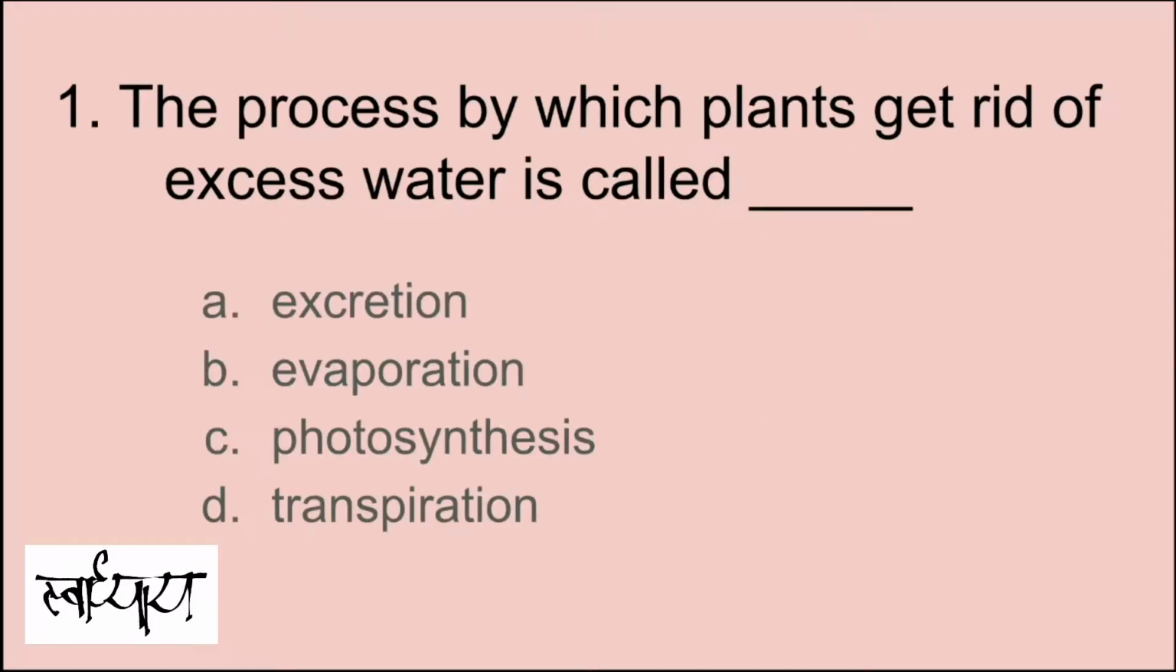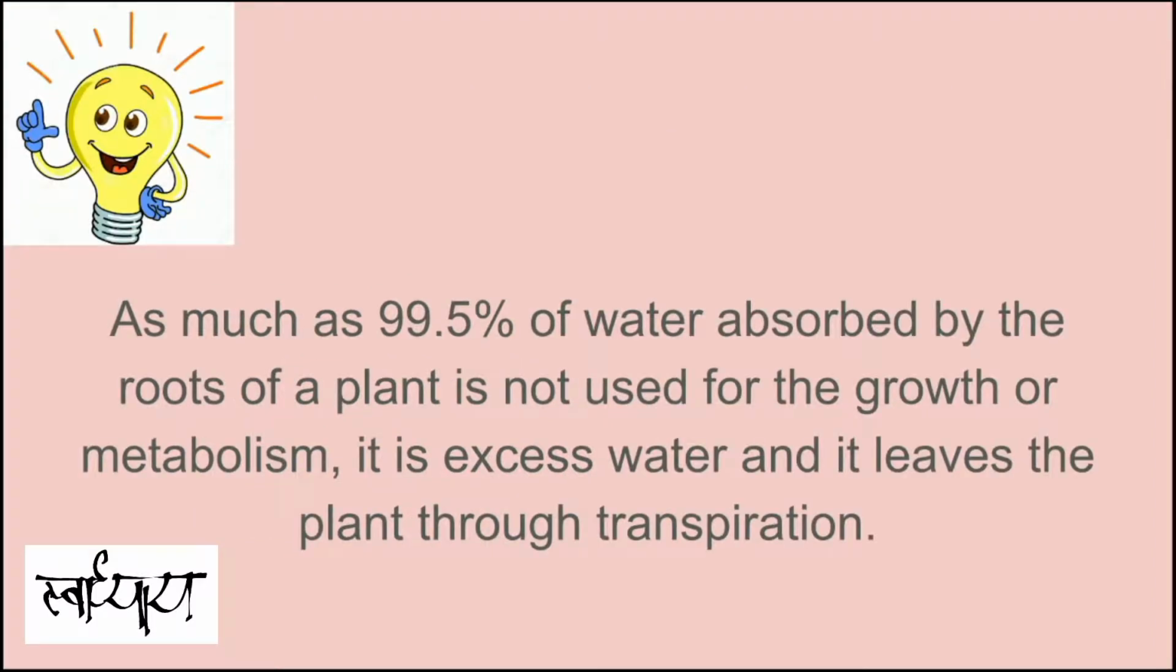The process by which plants get rid of excess water is called Answer D. Transpiration. As much as 99.5% of water absorbed by the roots of a plant is not used for the growth or metabolism. It is excess water and it leaves the plant through transpiration.